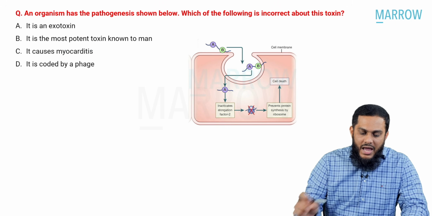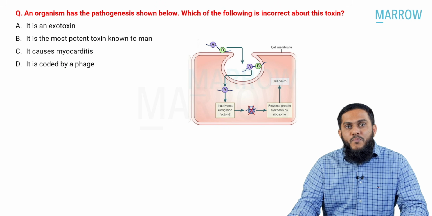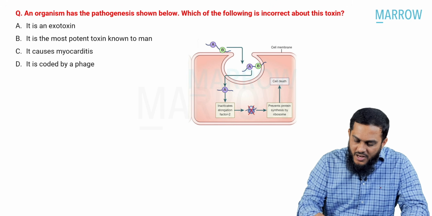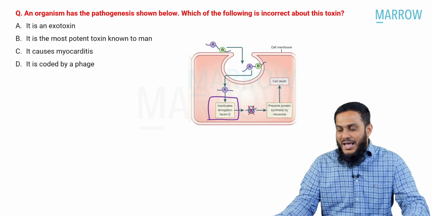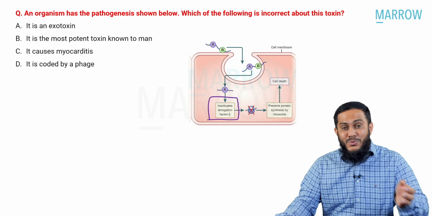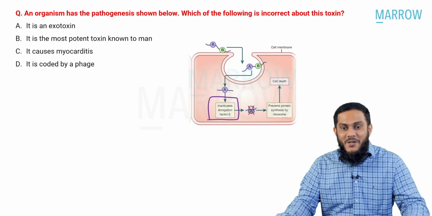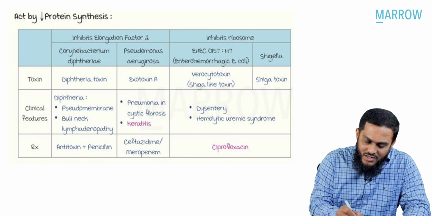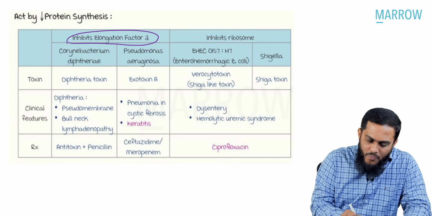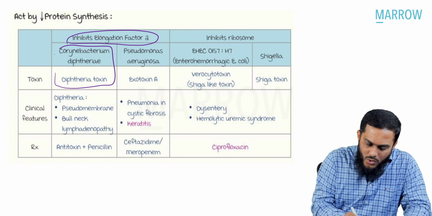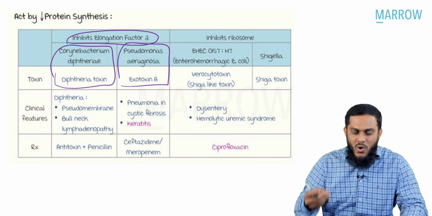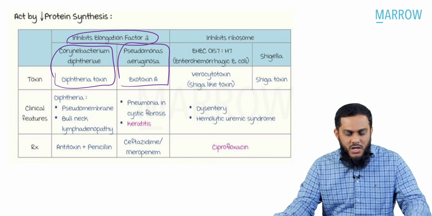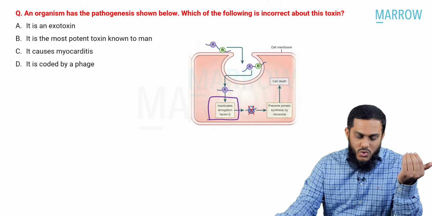Moving on to the next one: an organism has pathogenesis shown below. What is the pathogenesis? The pathogenesis clearly mentions inactivates elongation factor 2. Examiner's favorite mechanism, inactivation of elongation factor 2. It keeps repeating every time. We have written in the notes that elongation factor 2 is inhibited by two toxins, diphtheria toxin and Pseudomonas exotoxin A.